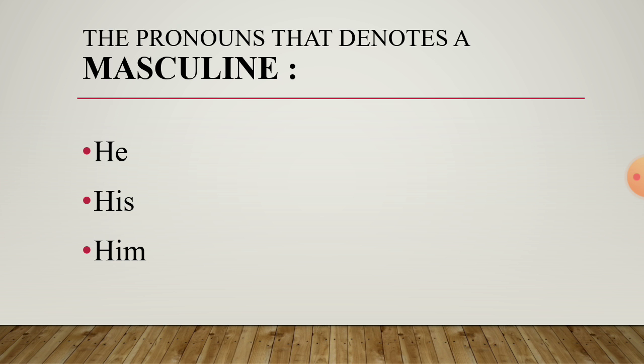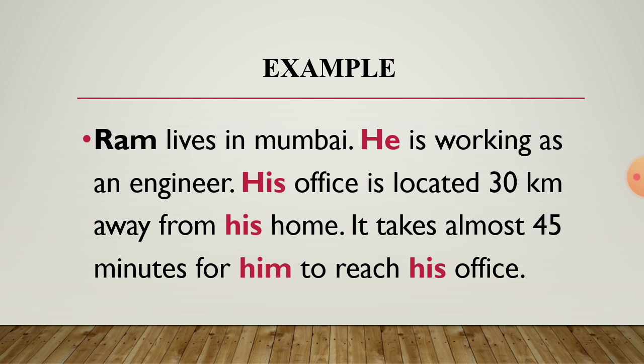The pronouns that denote the masculine gender are he, his, him. For example, let us read this sentence. Ram lives in Mumbai. He is working as an engineer. His office is located 30 kilometers away from his home. It takes almost 45 minutes for him to reach his office.